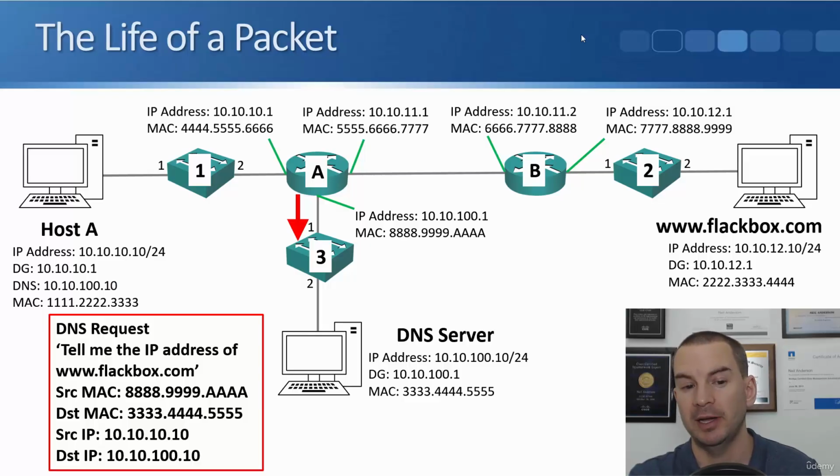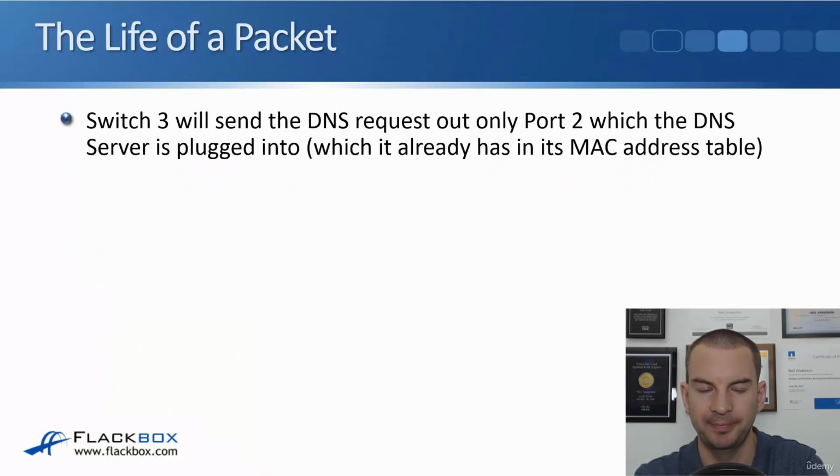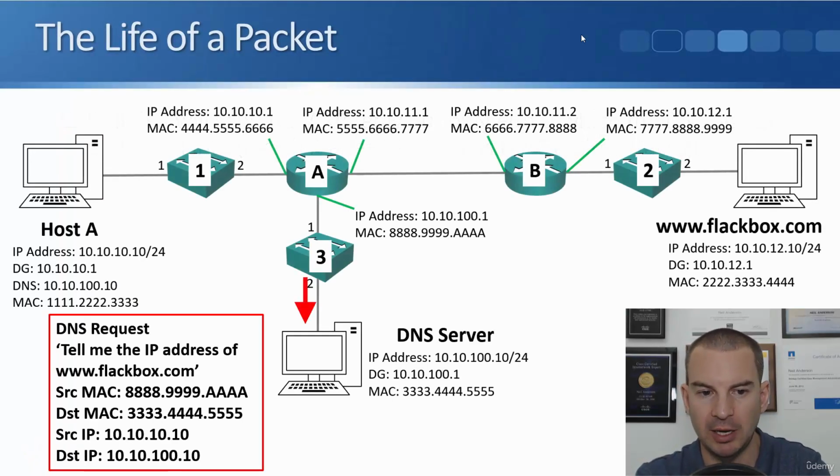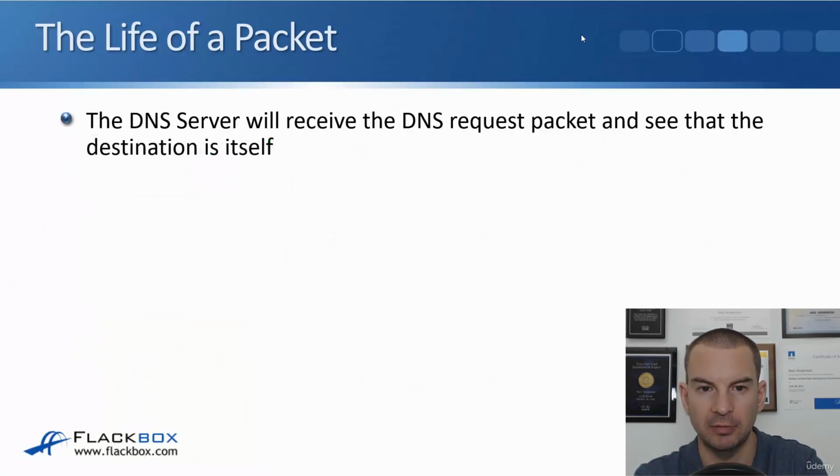The DNS request is saying, tell me the IP address of www.flatbox.com. The source and destination MAC addresses are now changed to be 8.9.a on router A, going to 3.4.5 on the DNS server. The source IP is still 10.10.10.10 on host A. The destination IP is still 10.10.100.10 on the DNS server. Switch 3 will send out only port 2, which is the DNS server plugged into it, which switch 3 already has in its MAC address table.